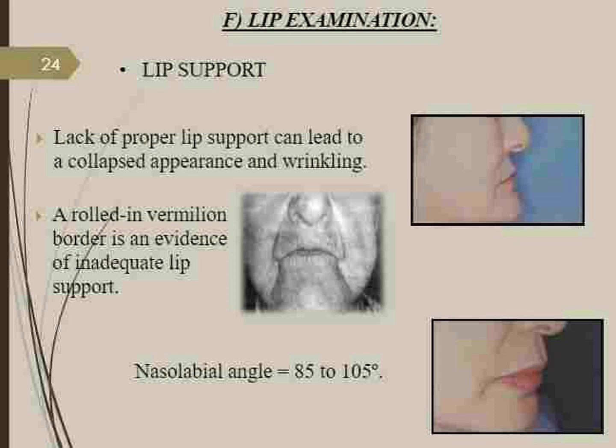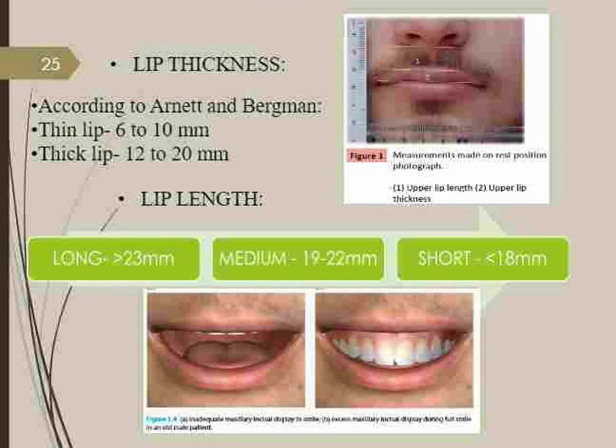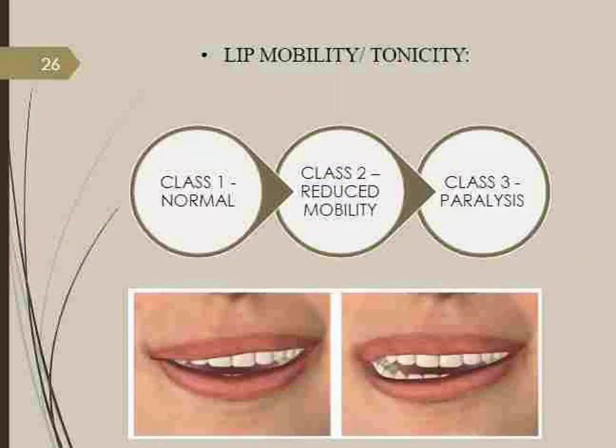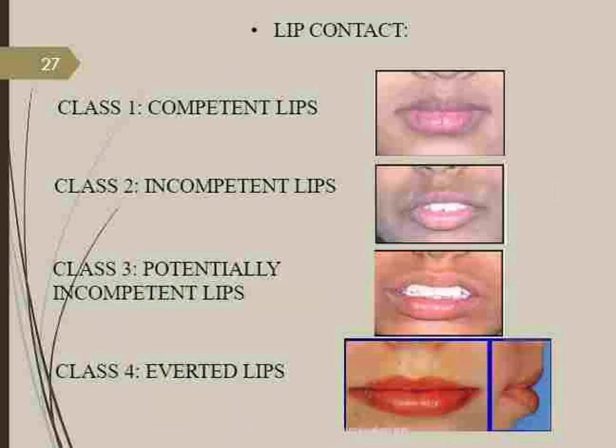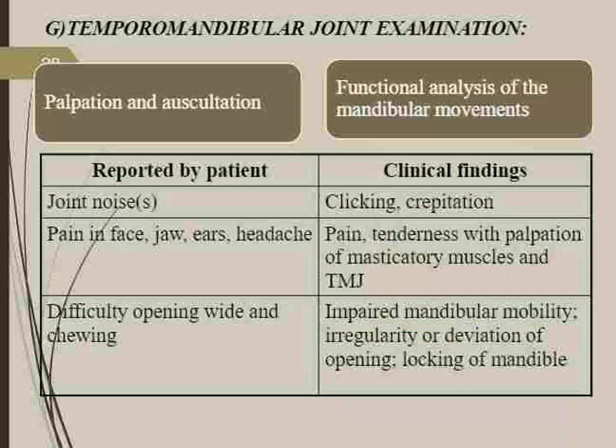Now the normal labiolingual angle is 85 to 105 degrees. The lip thickness according to Arnett and Bergman, if it is thin lip it is 6 to 10 mm, and if it is thick lip it is 12 to 20 mm. Lip mobility: class 1, class 2, class 3. Class 1 is normal, class 2 is reduced mobility, and class 3 is an abnormal condition where there is paralysis existing. Lip contact is again divided into 4 classes. Class 1 is competent lips, whereas class 4 is an everted lip.